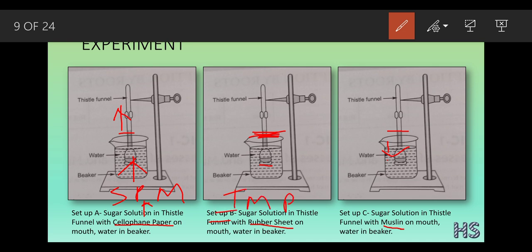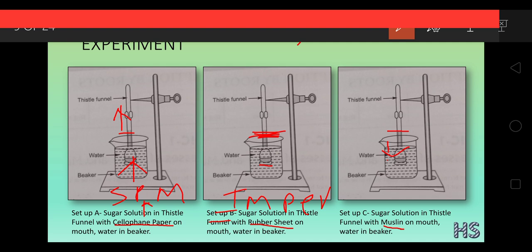What do you mean by the word impermeable? Impermeable means it is not going to allow any substance to enter or exit. The water inside the beaker is not going to go up, and the solution inside the thistle funnel is not going to go down. So that is why the level remains the same.